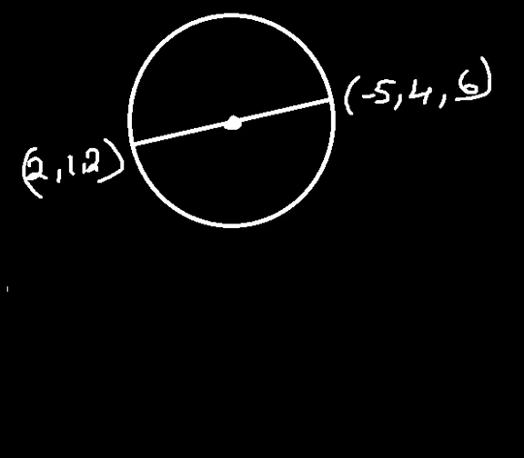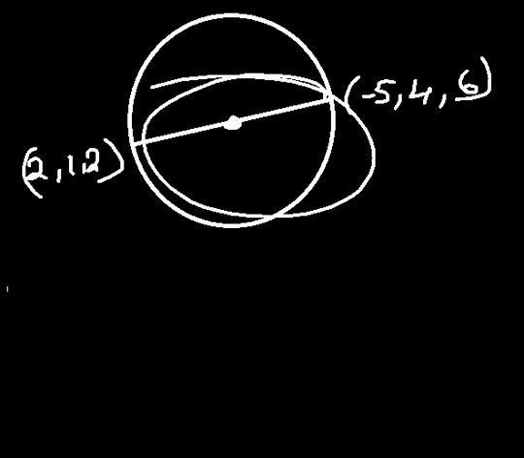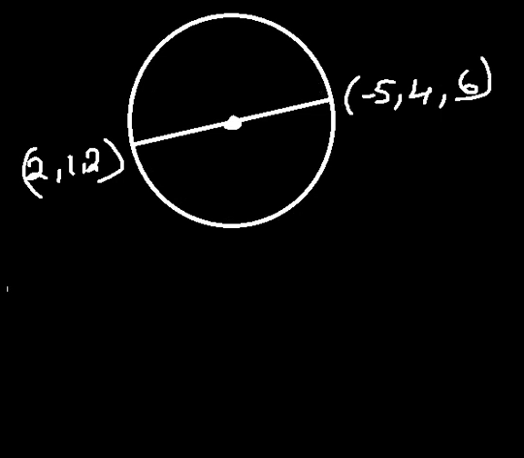Let's say this is the center, and I say we have (2, 1, 2), and also here we have, let's say, (-5, 4, 6). So what is the equation of this sphere? First, we have to calculate the center coordinates by finding the midpoint of the diameter. Then from there we'll be able to get the radius, either from the center to this point or to this point. Now having the radius as well as the center, we'll be able to get the equation of a sphere. So try that one in your own time.